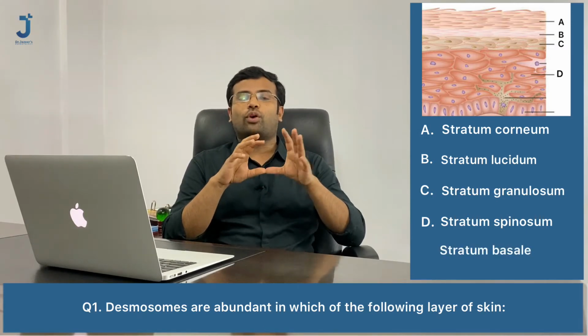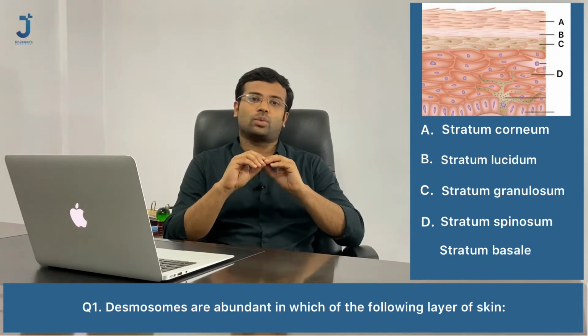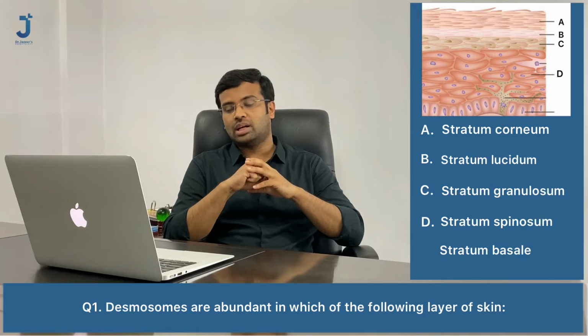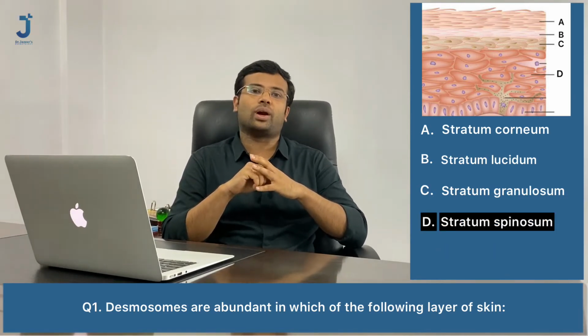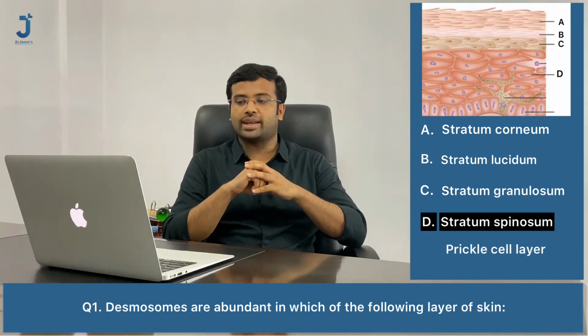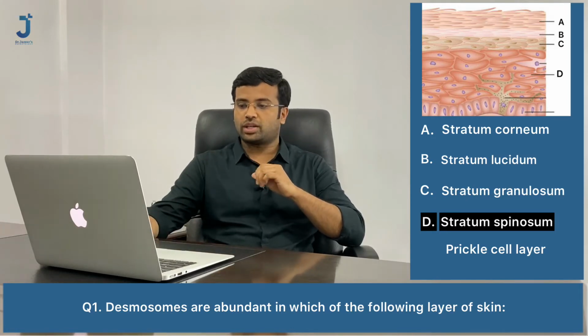Okay, so out of all these layers, where do you find desmosomes most evident? So desmosomes are most clearly seen in the thickest layer of the epidermis, that is the stratum spinosum. So that is why this layer is also called the prickle cell layer. So the right answer here would be what is labeled as D, that is stratum spinosum. So now let's go to the next one.